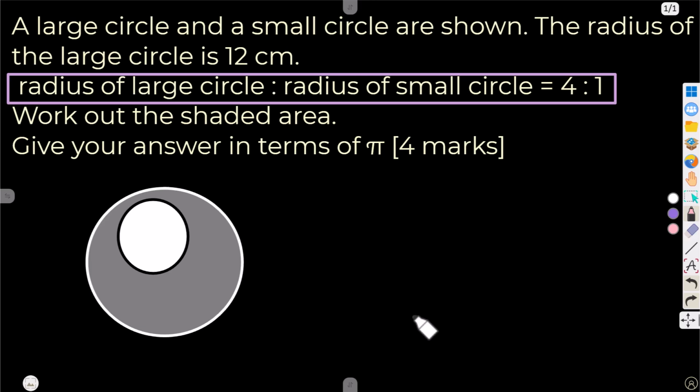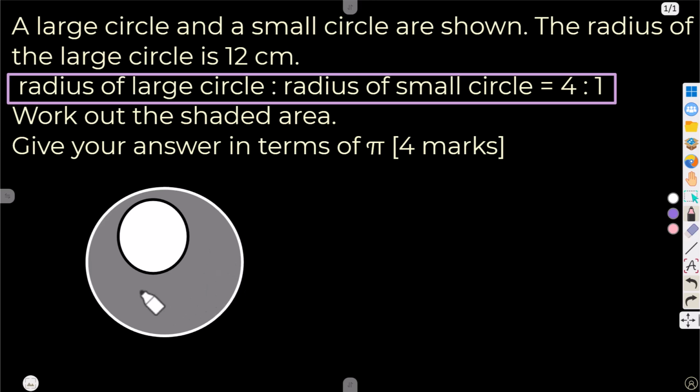A large circle and a small circle are shown, as seen in the picture here. The radius of the large circle is 12. And of course, the radius of the large circle to the radius of the small circle is in the ratio 4 to 1.